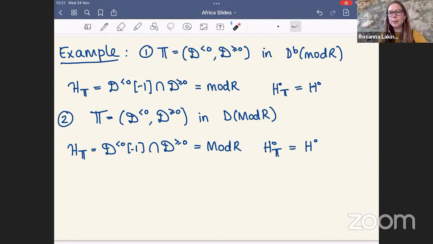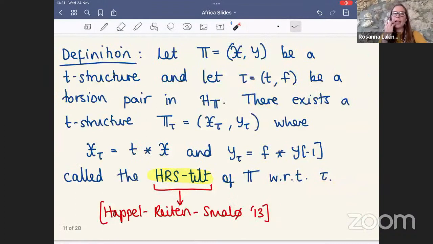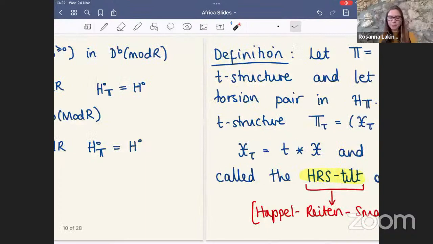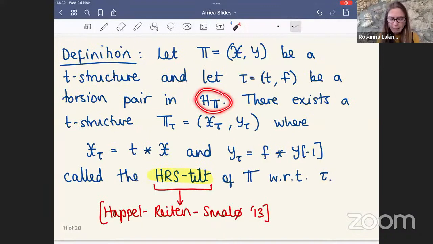Okay. So as I was saying, we want to move torsion pairs from the module category into the derived category. And what we're going to do is construct a T structure from a given torsion pair. So the first thing we do is fix a T structure. And really, I want you to think about the T structures that I just mentioned in the example. So we're going to fix a T structure, but keep this standard one in mind. And then we're going to fix a torsion pair in the heart. Since this is an abelian category, we can fix a torsion pair.